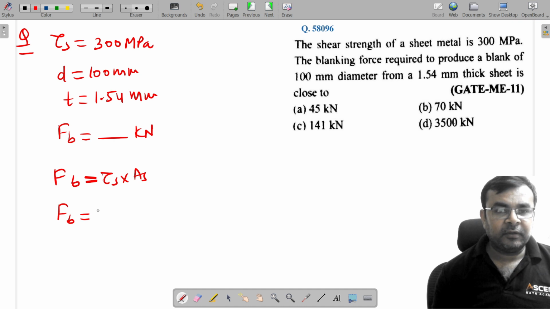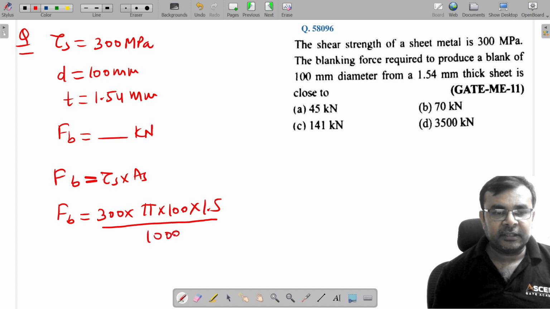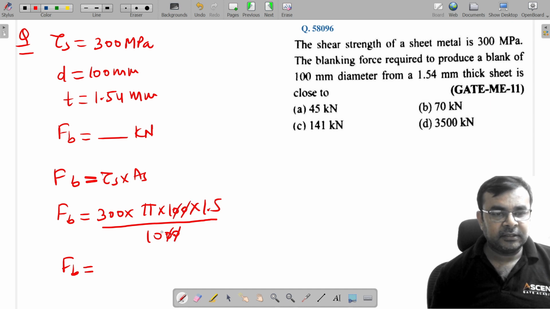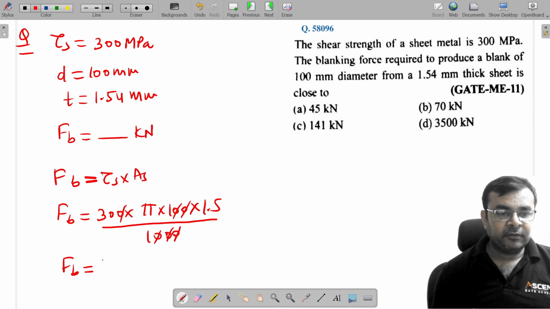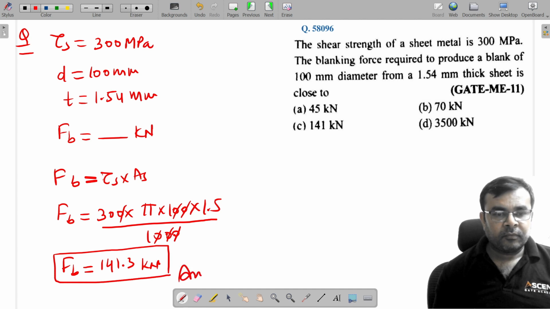So FP is nothing but this is equal to tau s into shear area. FP is equal to tau s, given here 300 megapascal. Shear area is pi into d, that is 100 mm, and the thickness is 1.5, divided by 1000 for getting this value in kilonewton. So if you simplify this, then you can see this is cancelled. So 30 into 3.14 into 1.5. Here we get 141.3 kilonewton. So the correct answer is option C.